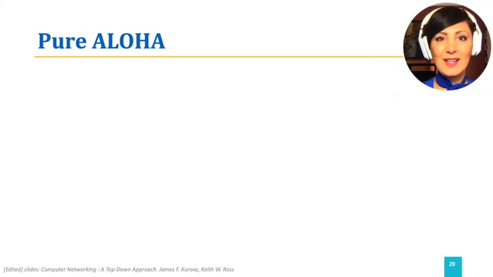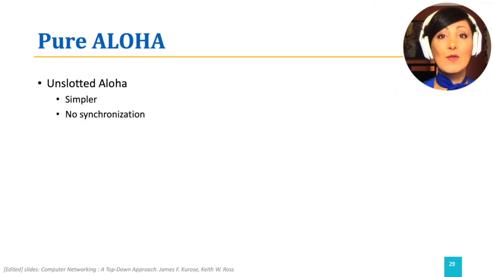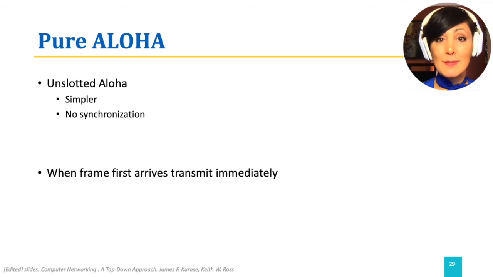Another version of Aloha, proposed and used even earlier than slotted Aloha, is pure Aloha. Pure Aloha is simpler. It does not use synchronization among the nodes for marking the beginning of the time slot. Therefore, the frame send time might be different among different nodes. In pure Aloha, when a frame first arrives, the node transmits it immediately, without waiting for a specific time slot start time. If a collision happens, the node waits for a frame time, then reattempts transmission with probability p.